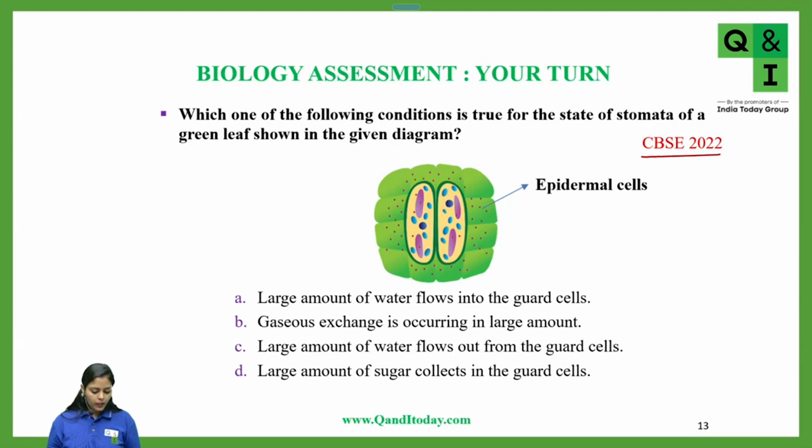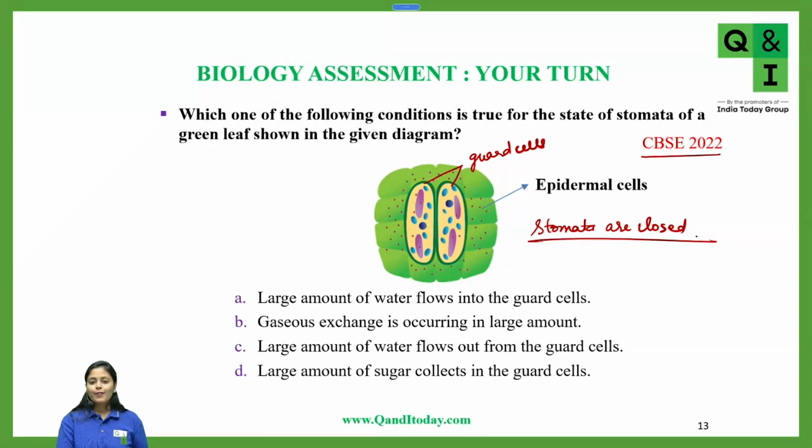First of all, look at this image. These are two guard cells. Can you see any stomatal pore present in between them? No. That means stomata are closed. The stomatal pore is closed. Okay. So now if the stomata is closed, what must have occurred?